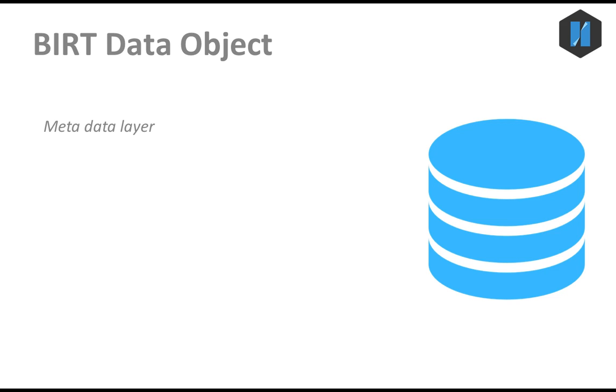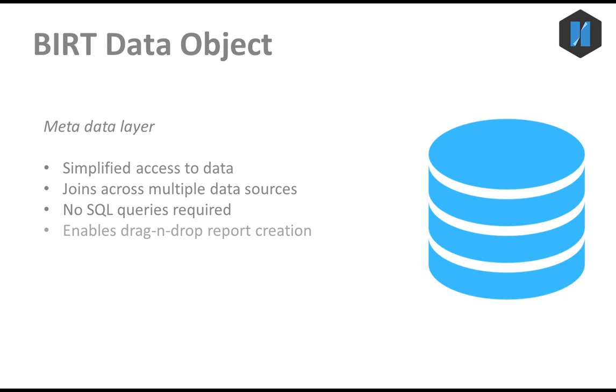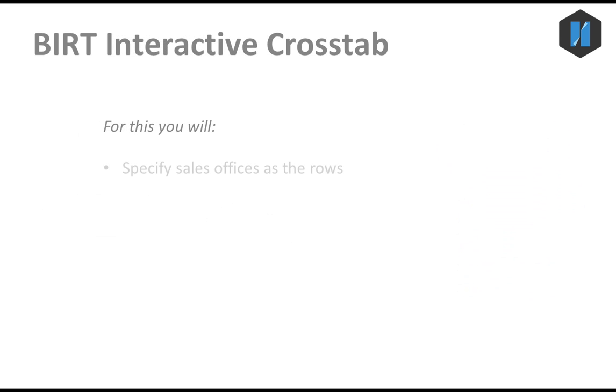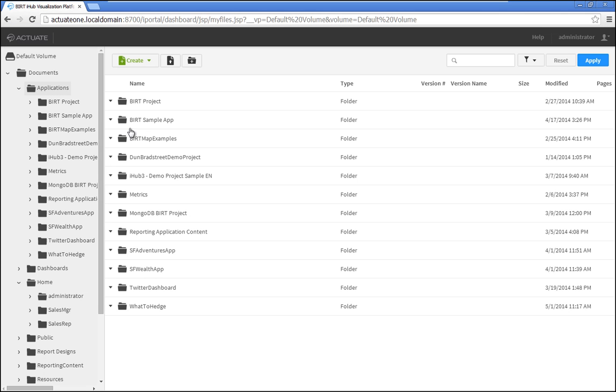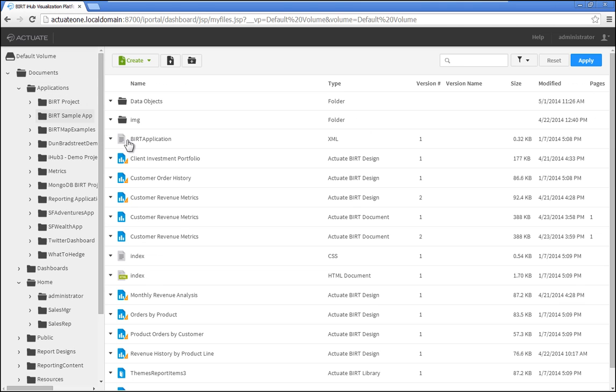A data object is an encapsulated data model that makes it possible to retrieve data from a database without writing SQL queries. For this crosstab, you will specify sales offices as the rows, product lines as the columns, and profit as the measure. Navigate to Default Volume, Documents, Applications, BERT Sample App, Data Objects.